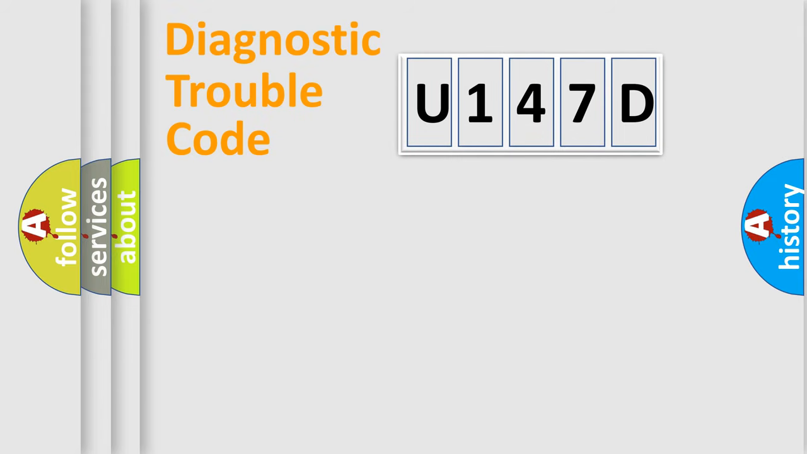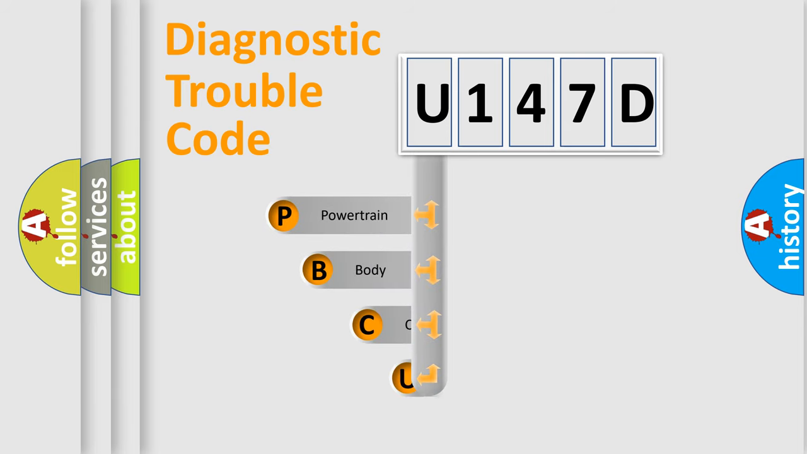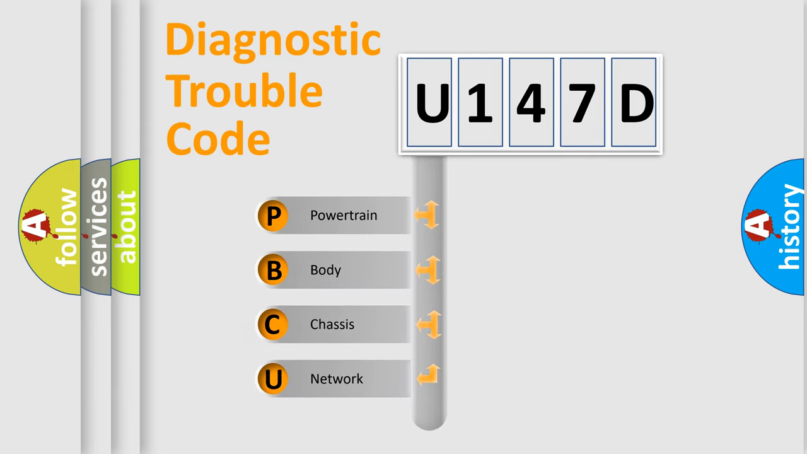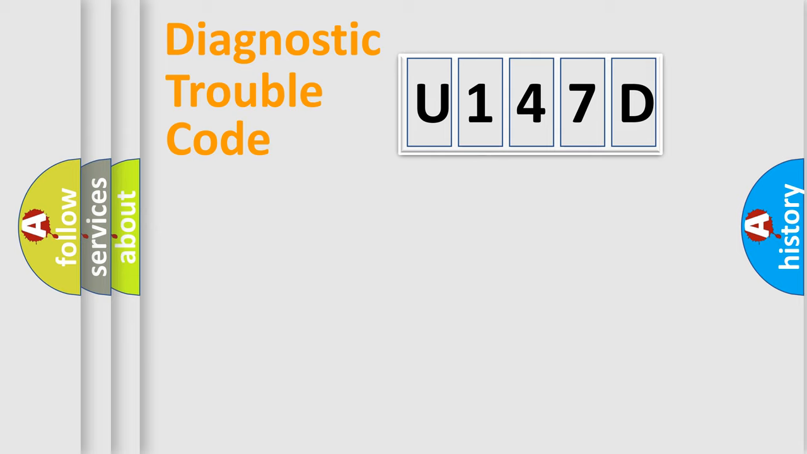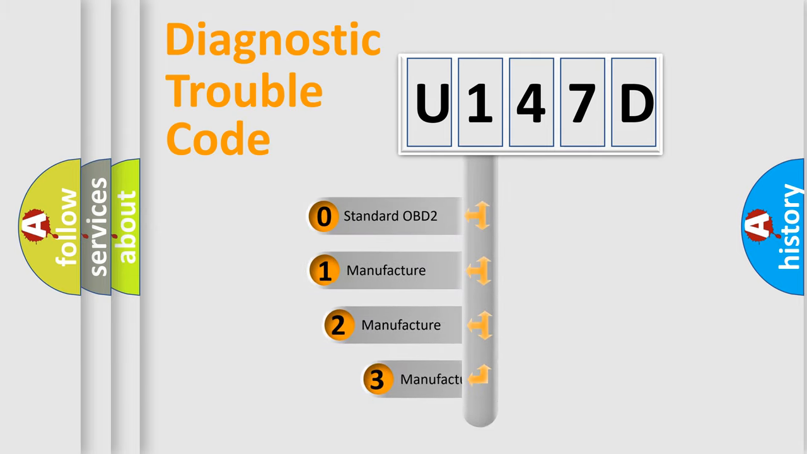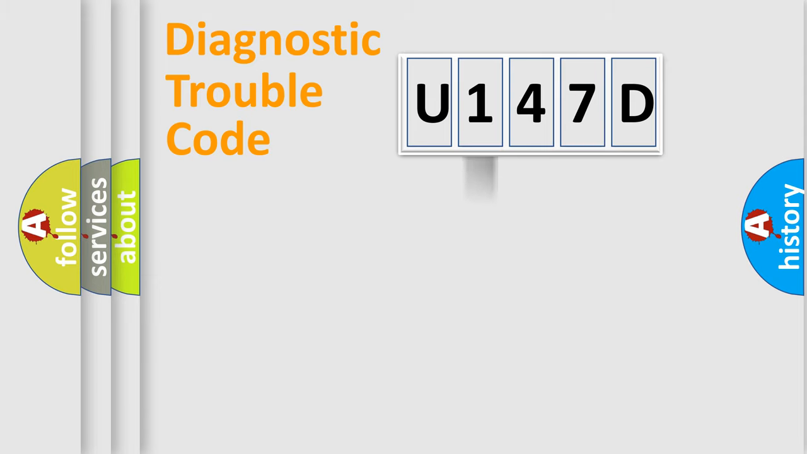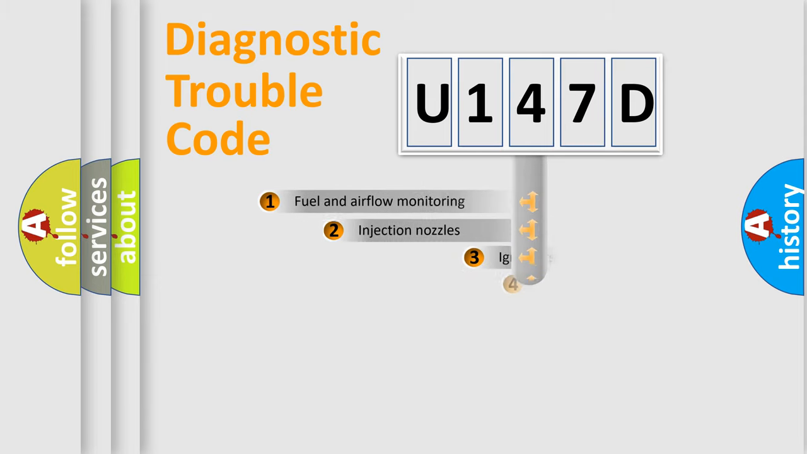Let's do this. First, let's look at the history of diagnostic fault code composition according to the OBD2 protocol, which is unified for all automakers since 2000. We divide the electric system of an automobile into the four basic units: powertrain, body, chassis, network. This distribution is defined in the first character of the code. If the second character is expressed as zero, it is a standardized error. In the case of numbers 1, 2, 3, it is a more prestigious expression of a car-specific error.